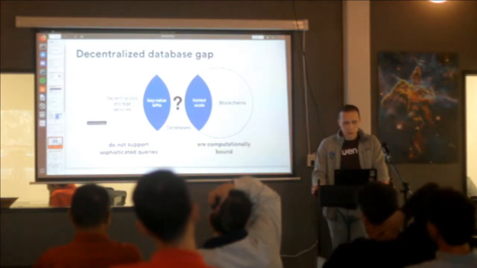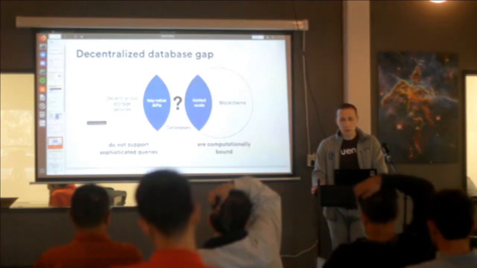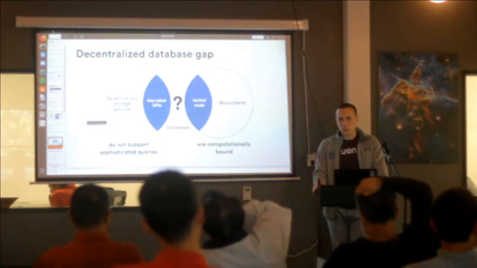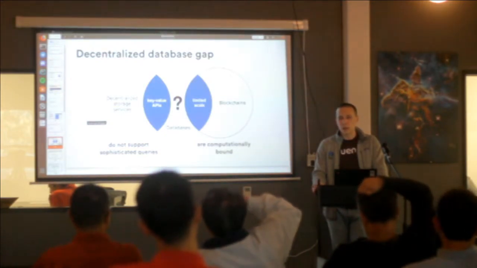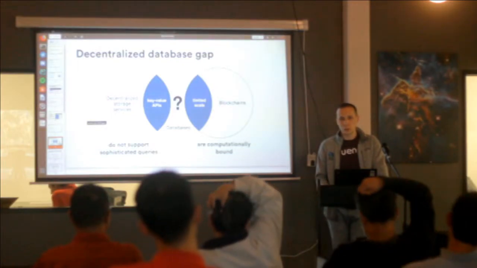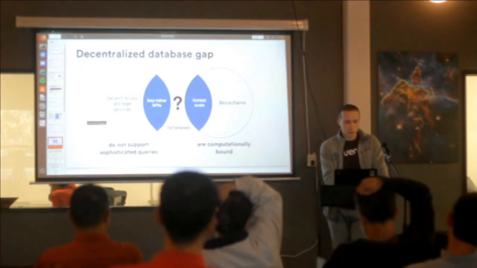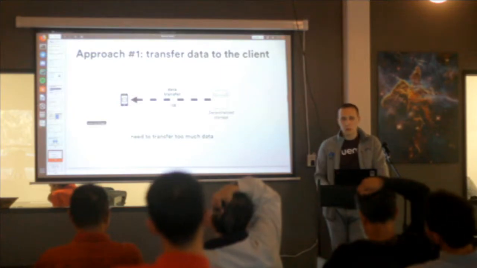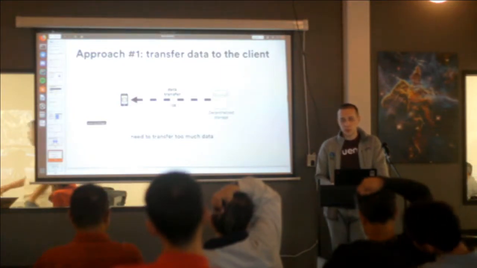And let's take a look at what approaches currently exist. For example, if you have a decentralized storage and you have a client, and the client wants to perform a query on the data stored on this decentralized storage, what could we do? Well, one of the pretty obvious solutions would be to transfer the required data to the client.